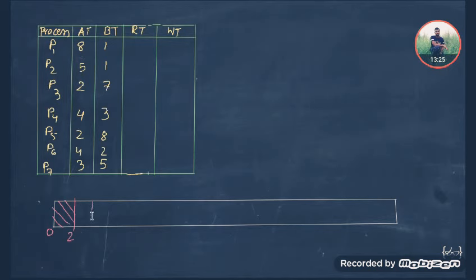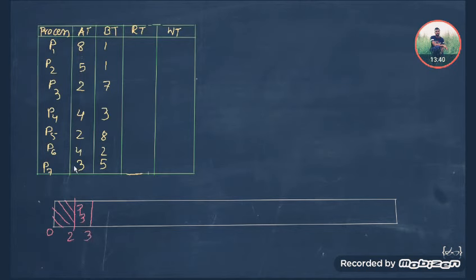So let's start executing it slowly. We're not just going to write 2 plus 7 as 9, and we're not going to write 9 here. We just execute it slowly, till 3 seconds. The CPU is executing P3.